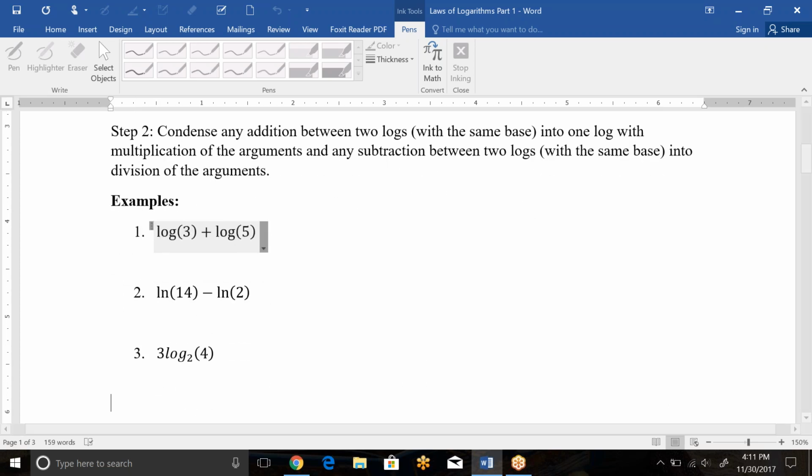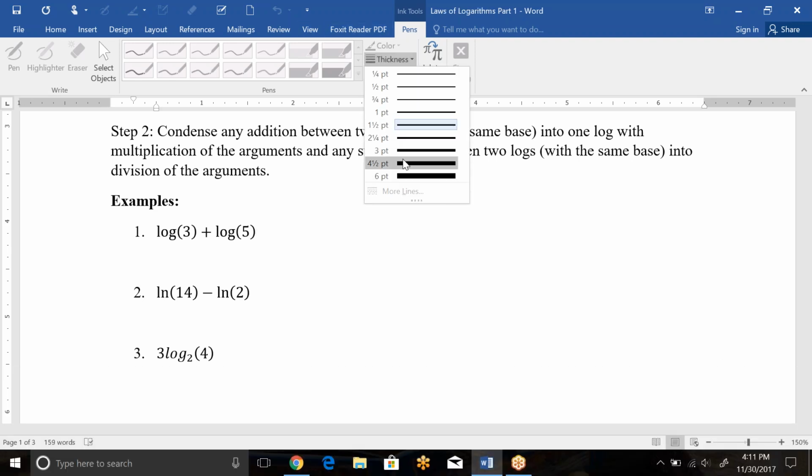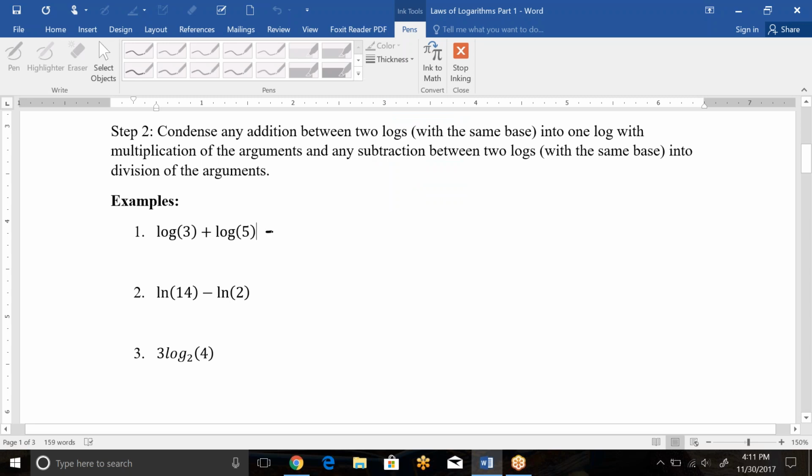So this first one, notice these are both log base 10. Remember, base 10 is not always written for us. So since they have the same base and we're adding between them, we would rewrite this now as log base 10 still of 3 times 5, because that's my two arguments, which would be log base 10, or just log, of 15. So now this has been condensed into a single log.